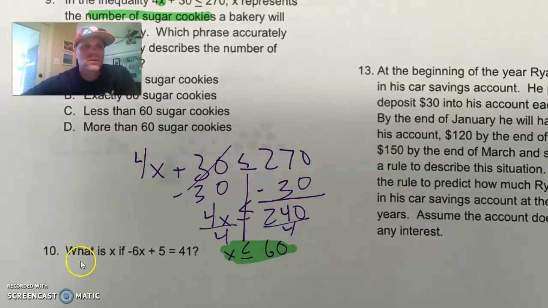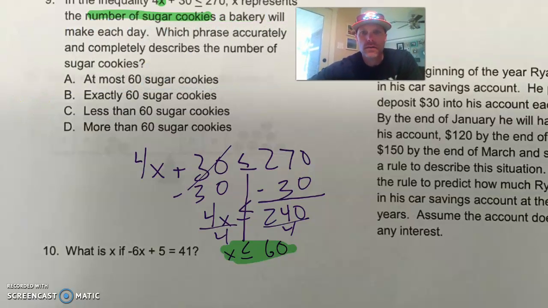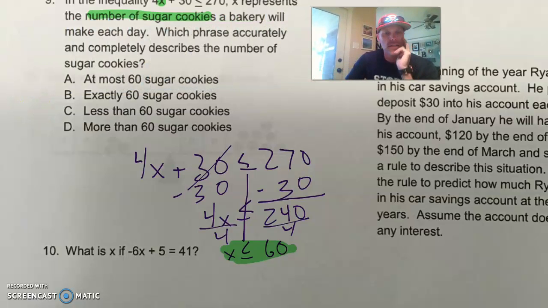Let me move this. There you go. Less than or equal. So they don't have to be exactly. I'm looking at B. They don't have to be exactly. They can be less than 60, like answer choice C, but it can also be 60, right? And then D, more than 60. No, it can't be more than 60. It's A, at most. So it can be 60, but it can also be less. That's A.